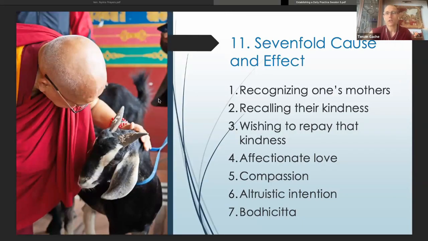Okay, so now sevenfold cause and effect. This is the first of two main ways that we talk about cultivating bodhicitta. This way is generally understood as more of an emotional appeal, whereas the next one we'll see is more about using reasoning. So this is about trying to transform our usual way of relating to the world in terms of the people that we are close to, and expanding that.